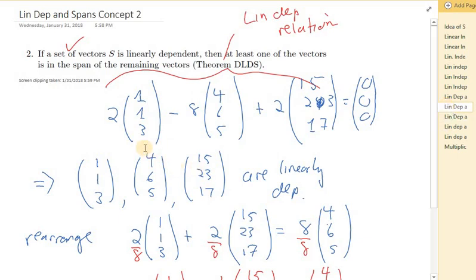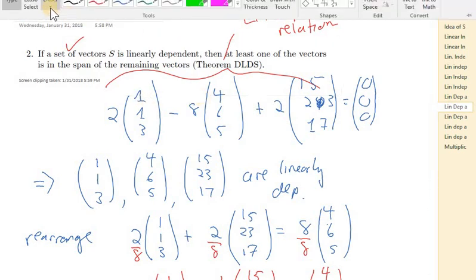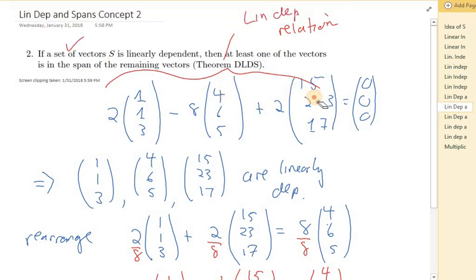So, second concept: if a set of vectors S is linearly dependent, then at least one of the vectors is in the span of the remaining vectors. Here I have 3 vectors, and I think it works out that they are linearly dependent. You can check. It should be 23. Let's make it neat so it looks nice. Work it out and make sure this is true. So they are linearly dependent.